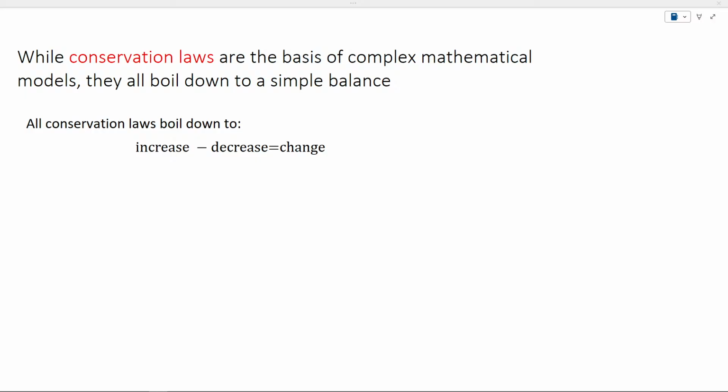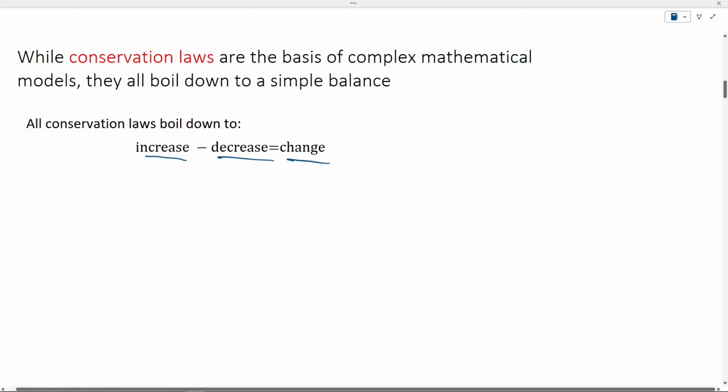As I will show you in this lesson, almost all these physics-based models will be based on these laws of conservation. And the laws of conservation just boil down to something very simple, as you see on this screen: increase minus decrease is equal to change. What does this mean? Can we see an example from this?